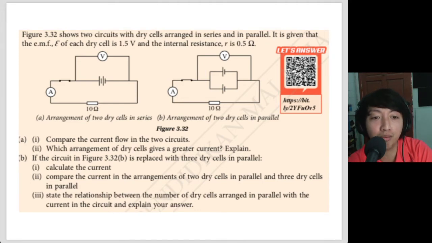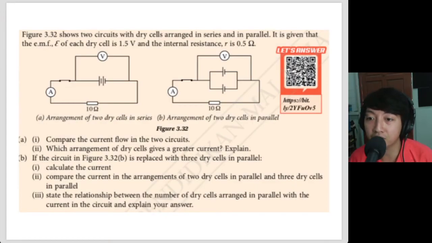And then in B, the question is, if the figure is replaced with 3 dry cells in parallel, calculate the current, compare the current in the ratios of the 2 dry cells in parallel and 3 dry cells in parallel, and state the relationship between the number of dry cells arranged in parallel and the current in the circuit, and explain your answer. So let's do this step by step. It's in your textbooks, but we're still going to go through it. Let's go on with the first question.